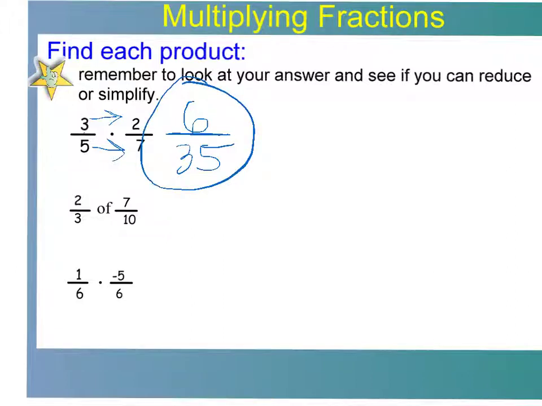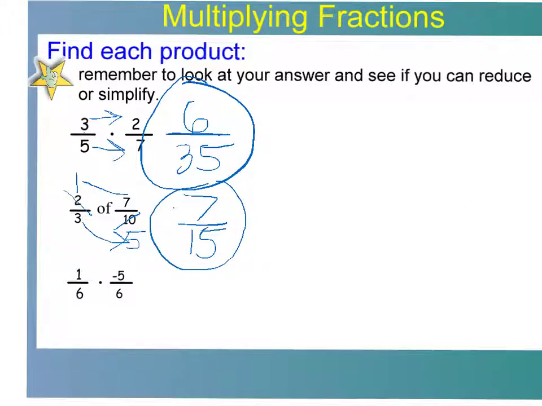All right, let's look here. I have a 2, and what's kitty corner from the 2, diagonal? A 10. Wow, 2 can divide 10. So what I'm going to do is say 2 goes into itself once, 2 goes into 10 5 times. 1 times 7 is 7. 3 times 5 is 15. There's my answer. 7 over 15.